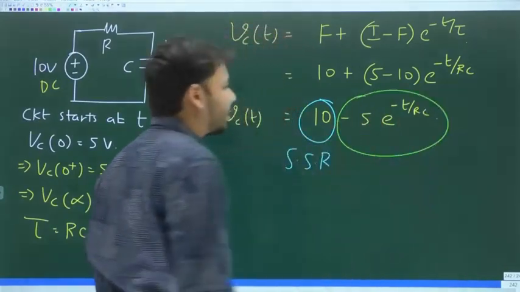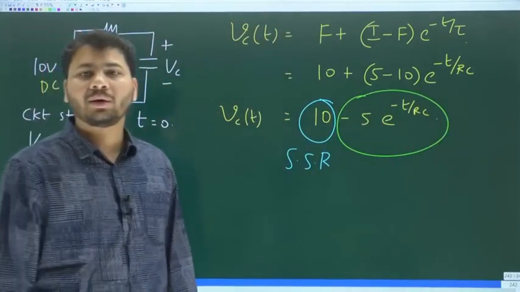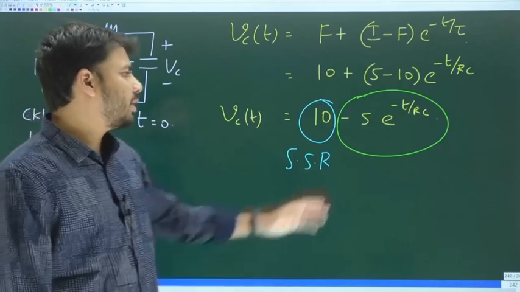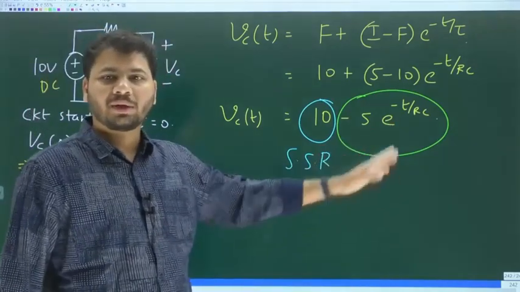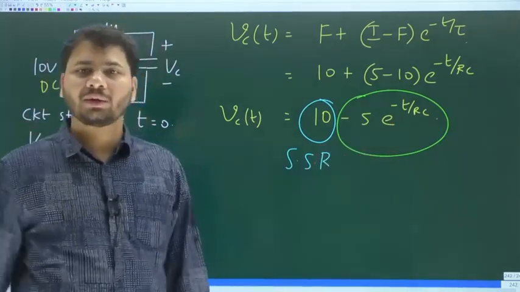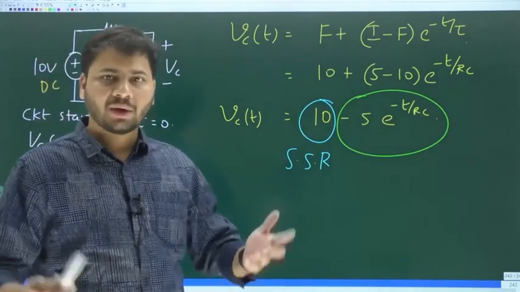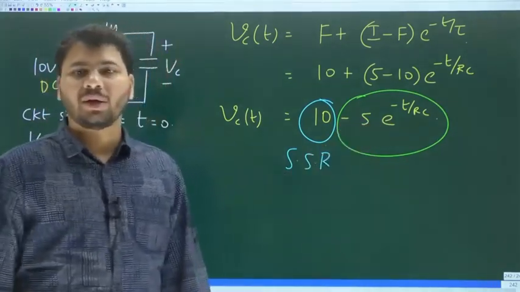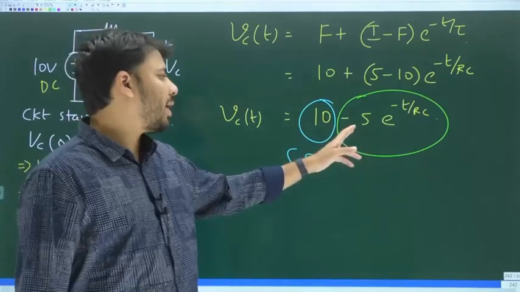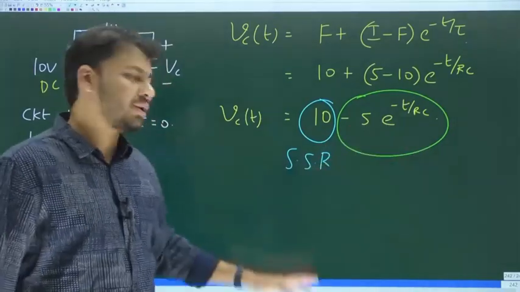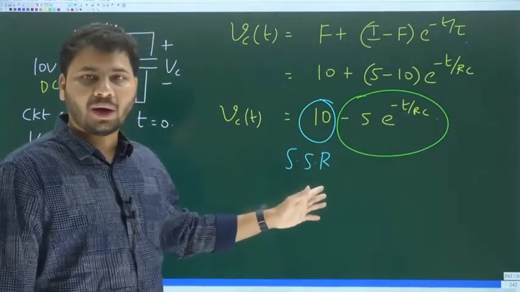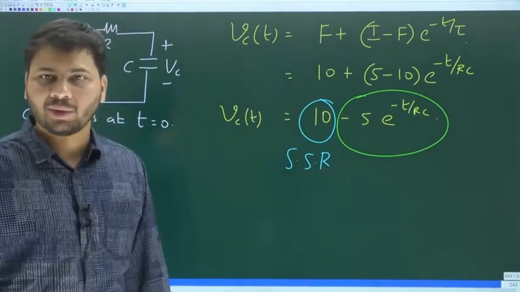The other part is minus 5 e power minus t by RC. Clearly, this part of the response will exponentially decay with time. Yes, and after a long time, this exponential will decay to 0. Then minus 5 into 0 becomes 0. Then what will be left? After a long time, only the steady state response will be left.